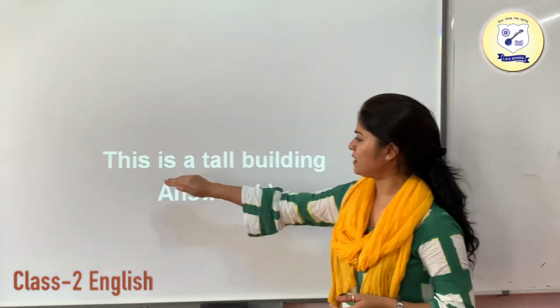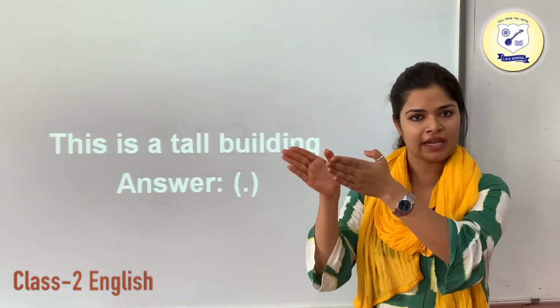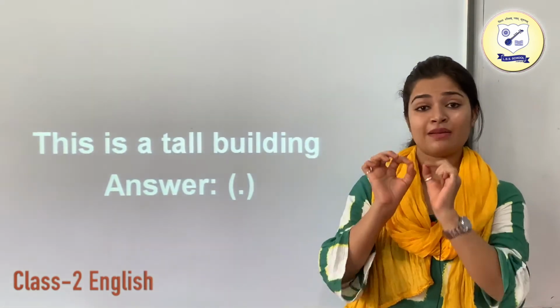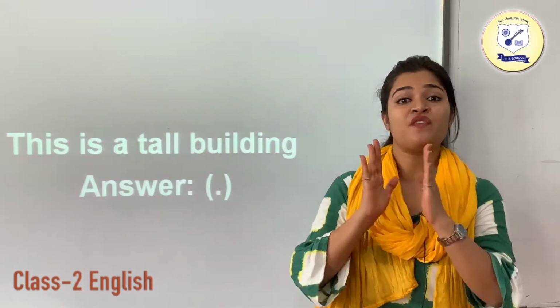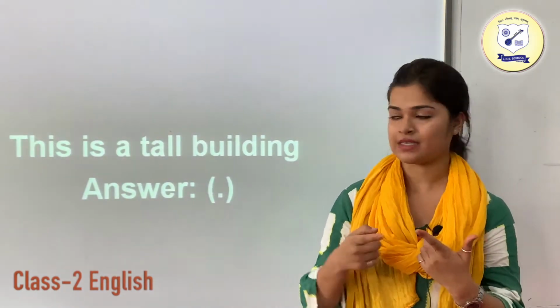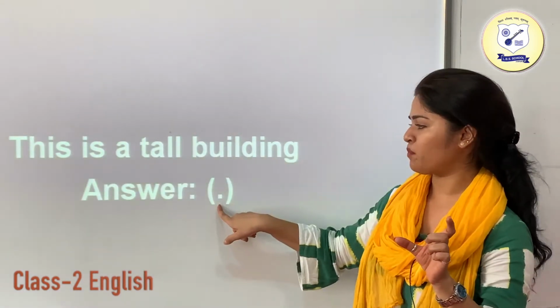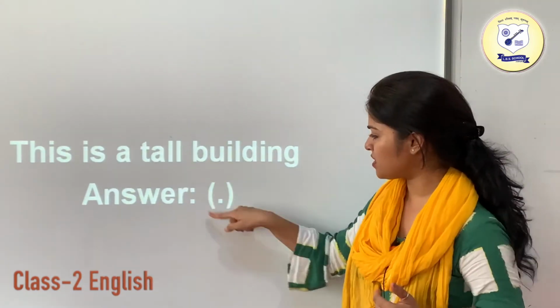Now you can see that this is a tall building. I am just indicating a building. I am just talking about that building, and I am telling you that that building is very tall. So this is going to be your sentence, initiating with a capital letter and ending with a full stop, which we are going to put. Okay, so this is your full stop.